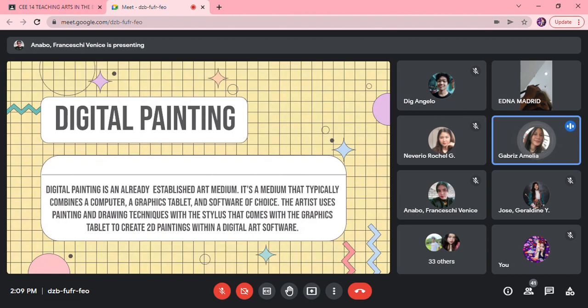Ayan. So, dito naman po tayo sa digital painting. Digital painting is an already established art medium. It's a medium that typically uses a computer, a graphic tablet, and software. So, the art of painting and drawing techniques using a stylus that comes with a graphic tablet to create 2D painting within a digital art software. So, ang ibig sabihin, ang digital painting gumagamit din ng traditional painting such as watercolor, oil pastel, pencil, etc. Pero dito sa computer, ina-apply gamit ang digital tools.